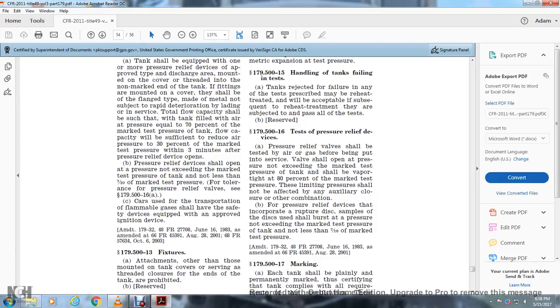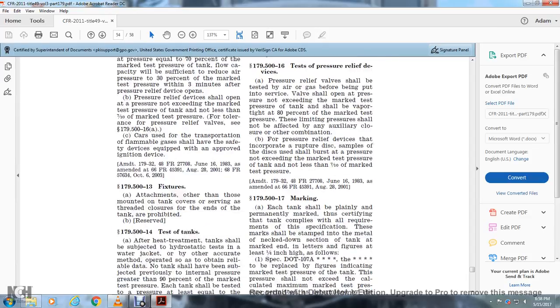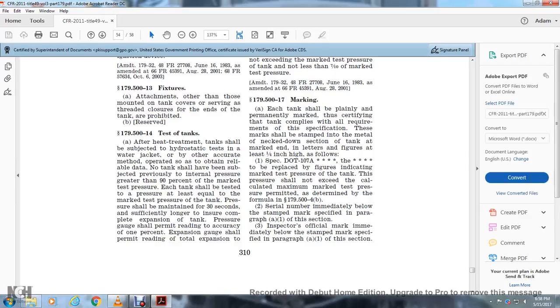179.516 Testing the pressure relief device. Pressure relief device valves shall be tested by air or gas before being put into service. The valve shall be opened at a pressure not exceeding the marked test pressure of the tank, and shall be vapor tight at 80% of the marked test pressure. These limiting pressures shall not be affected by any auxiliary closure or other combination. For pressure relief devices that incorporate a rupture disc, the disc shall burst at a pressure not exceeding the marked test pressure of the tank and not less than 7/10 of the marked tank pressure.